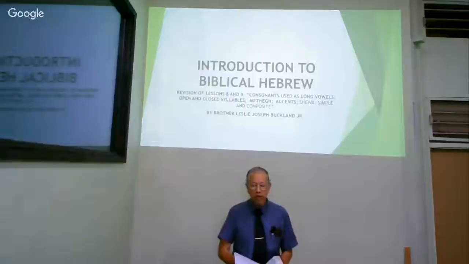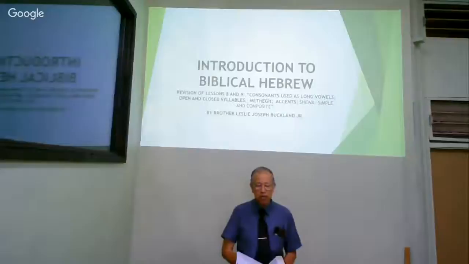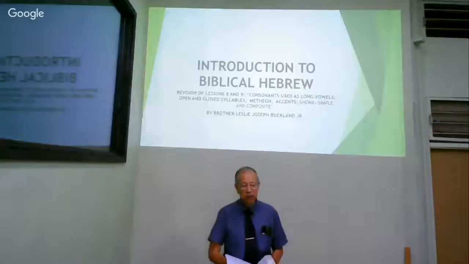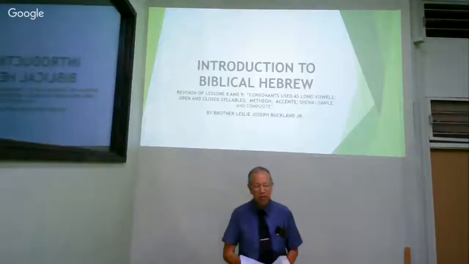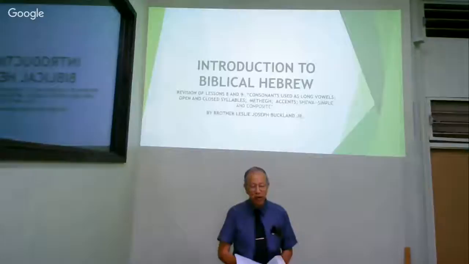We closed the class by looking at syllables: open syllables, meaning a syllable that consists of a consonant and ends in a vowel, usually a long vowel, and closed syllables, consisting of a consonant followed by a vowel and followed by another consonant. Usually the vowel is a short vowel, but it can be a long vowel if there is an accent over that closed syllable.